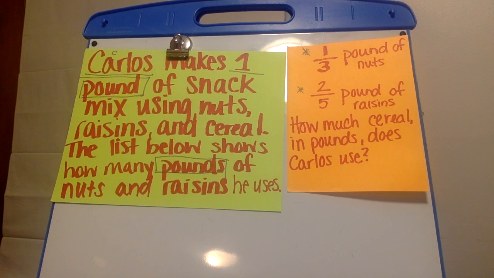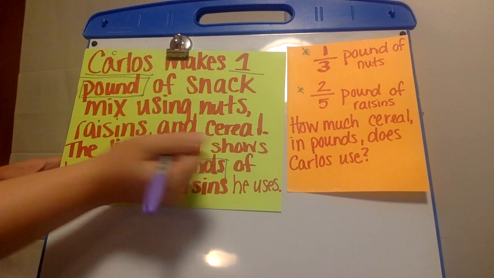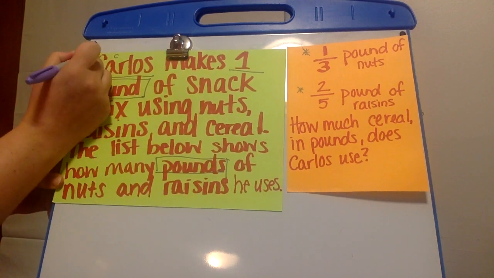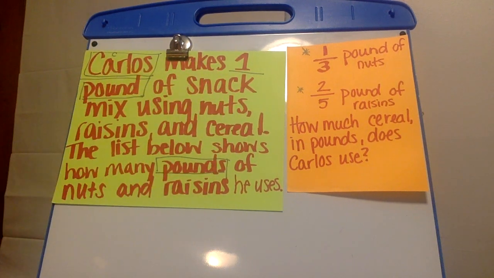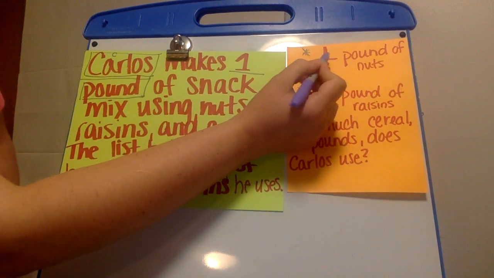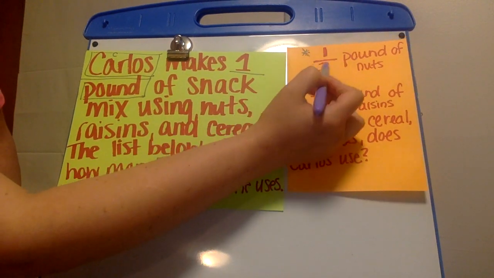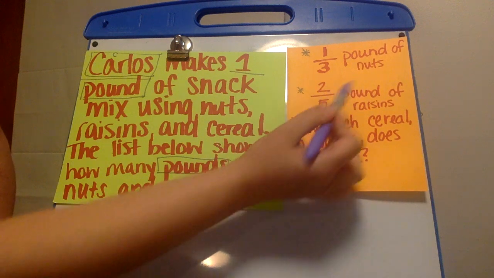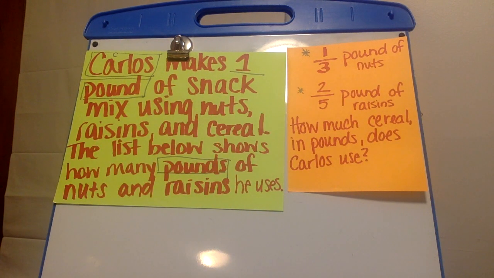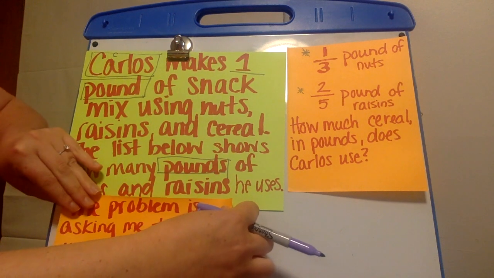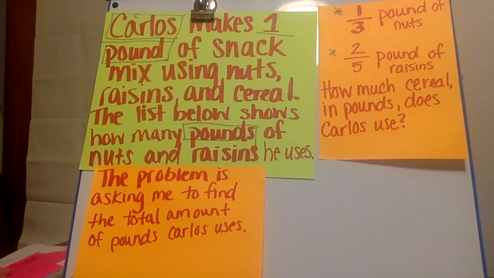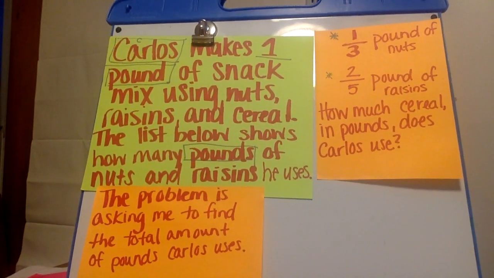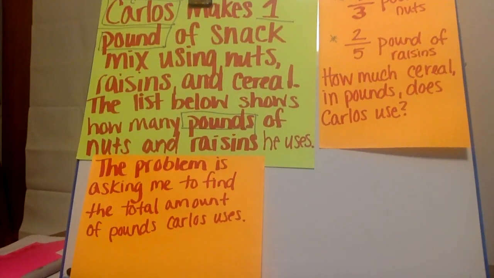So I want you right now, just make sure you kind of check in. Did you annotate the pounds? Okay, we know this is about Carlos. He's making 1 pound of snack mix. And we know that within that snack mix, 1/3 pounds of nuts, 2/5 pounds of raisins. So the problem is asking me to find the total amount of pounds Carlos uses. Okay, and now I'm going to take you to the operation.